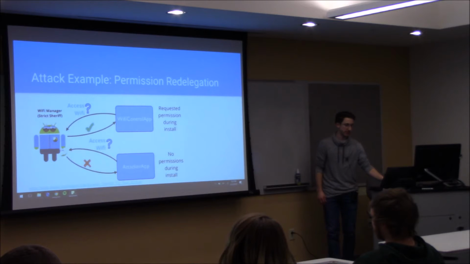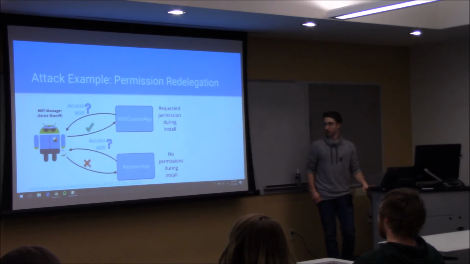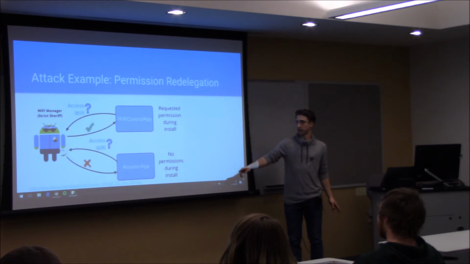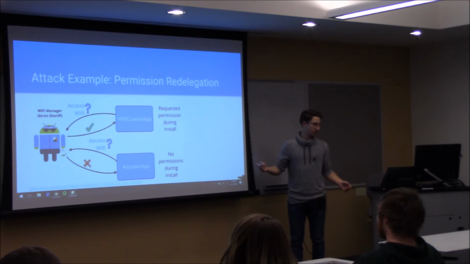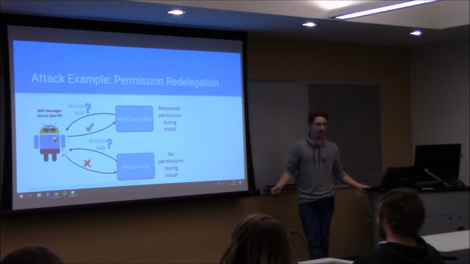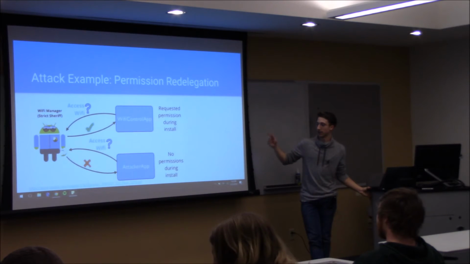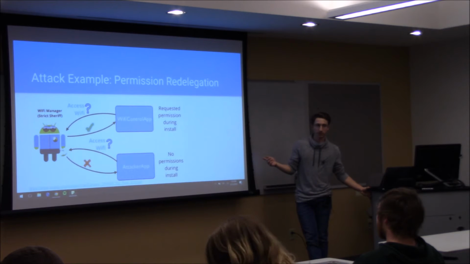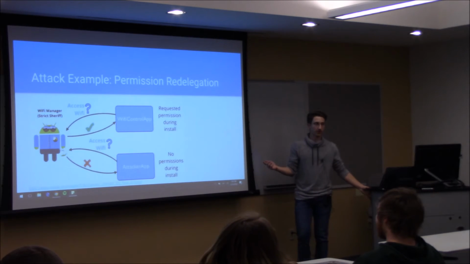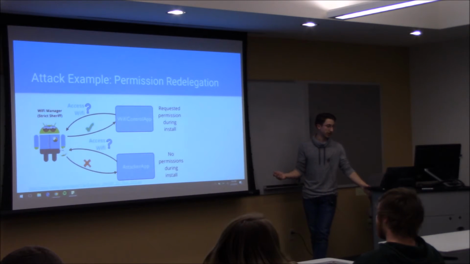Another example of an attack is permission redelegation. When you download an app, it's going to ask if it has permission to use Wi-Fi, and usually an app that's fine is going to have this. So there's a Wi-Fi control up at the top, which has access to Wi-Fi, which is fine. And then there's an attacker app that doesn't get permission, which means it shouldn't be able to use Wi-Fi or do anything like that, which is a good thing.